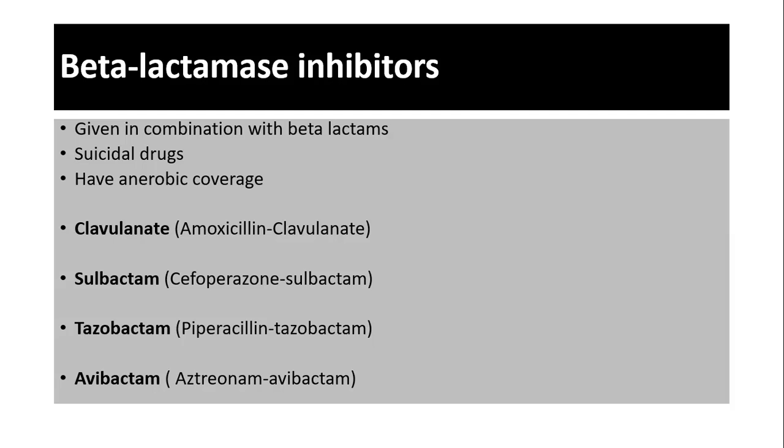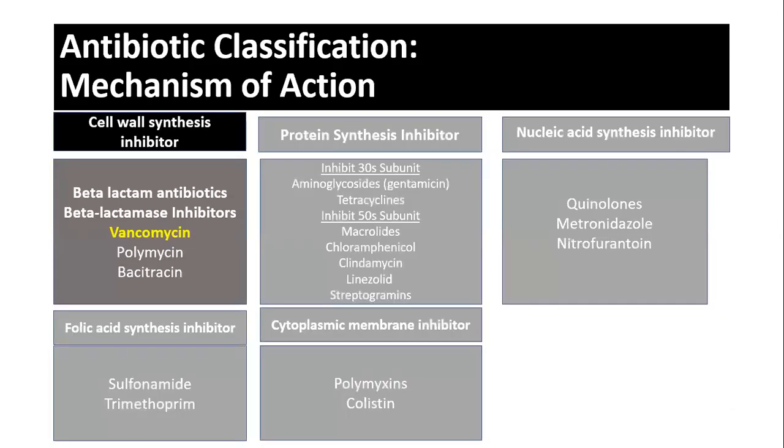It includes clavulanate, like amoxicillin. Amoxicillin is a beta-lactam antibiotic, a penicillin. When you combine it with clavulanate, it becomes protected against beta-lactamase. Sulbactam is given in combination with cefoperazone. Tazobactam is given in combination with piperacillin. Avibactam is given in combination with aztreonam. Of these, the avibactam-aztreonam combination is not available, while all the above three are available in Pakistan.